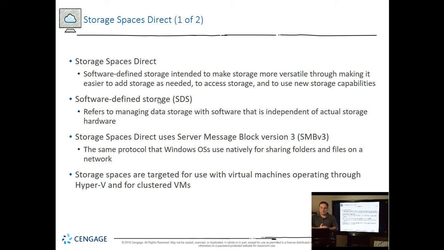Server 2016 uses SMB version 3. That, by the way, is also something that Macintosh likes to use, so you can connect to SMB v3 shares from Mac and from Linux and Unix. Storage spaces are targeted for use with virtual machines operating through Hyper-V and for clustered virtual machines as well. So you actually can create special types of drives specific to work with virtual machines or clustered storage.